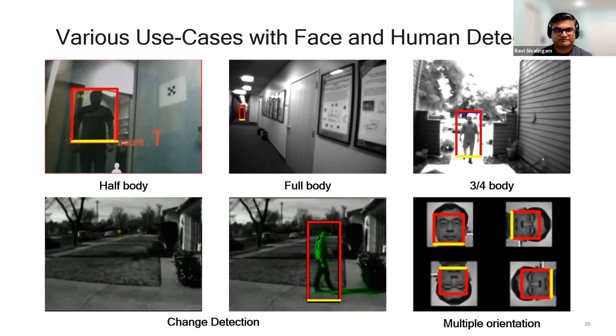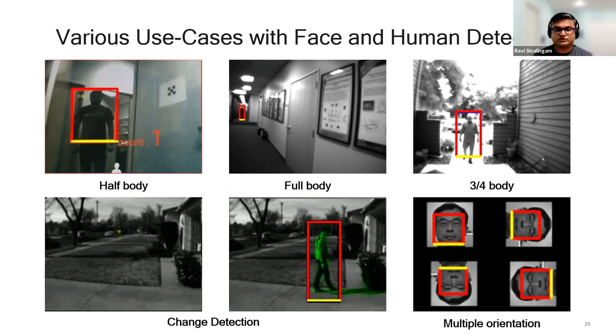Okay, thank you, Ravi. In this example, we show different kinds of body models for human detection, especially because for indoor scenarios the rooms may be small enough that you won't be able to see the full person, but you can still detect using our half body model. You can also use a very lightweight change detection algorithm, which in many use cases might be sufficient rather than running a slightly more expensive object detection algorithm.